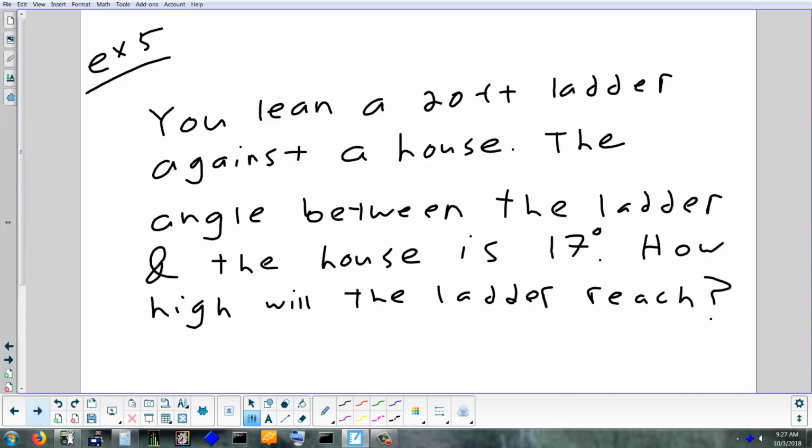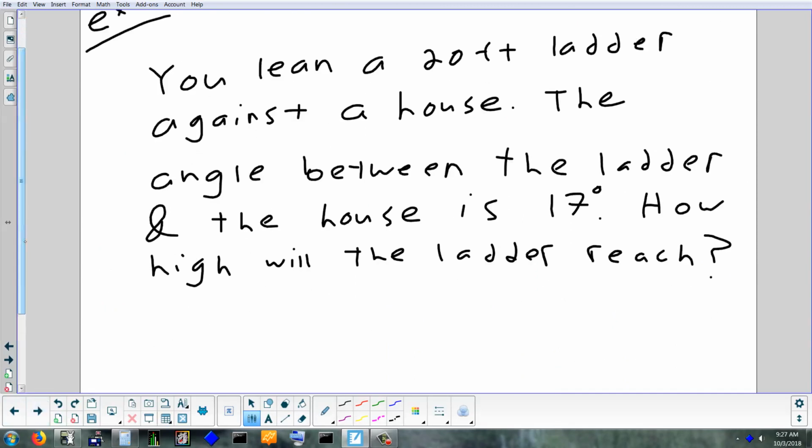Alright, so let's try this one. It says you lean a 20-foot ladder against a house. The angle between the ladder and the house is 17 degrees. How high, basically, will the top of the ladder reach? Not how high could you reach, because if you're standing on the ladder, you might be taller than the ladder a little bit. So I just want to know basically where the top of the ladder would be.